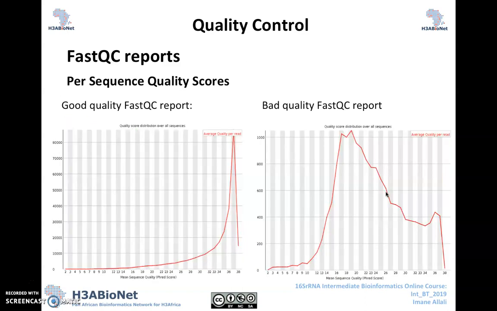FastQC gives you several plots. You have also the per sequence quality score plot. The distribution of average read quality should be fairly tight in the upper range of the plot, as you can see in the plot on your left. Here the average quality is 37.